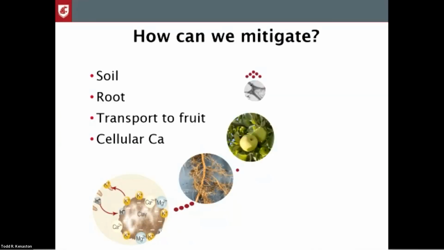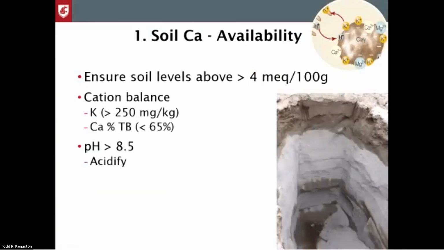So what can we do to mitigate this problem that is genetic? We're probably not going to solve it completely in a susceptible variety, but there are some things that we can focus on. So I divide this into four stages: in the soil, the roots, the transport to the fruit, and at the cellular level later in the maturity.